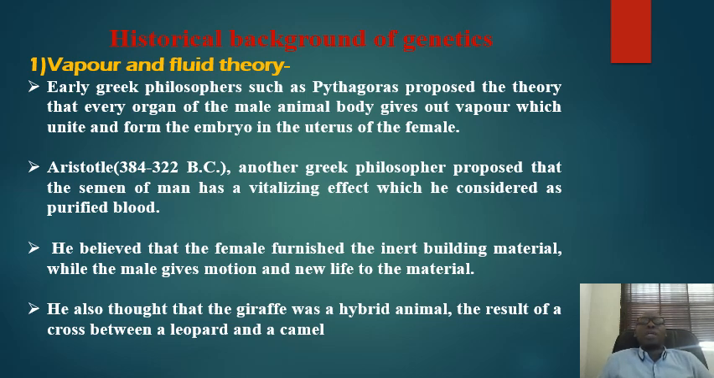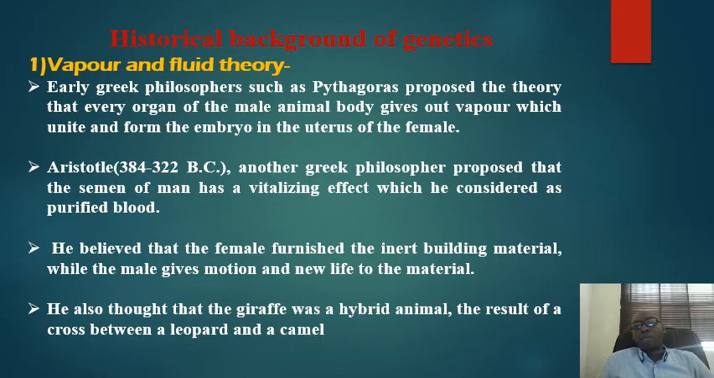Let's look at the historical background of genetics. Before the time of Gregor Mendel, there were several hypotheses that were brought about by various individuals, scientists, philosophers, who tried to explain inheritance. There are basically 5 of them. The first is the vapor and fluid theory by early Greek philosophers such as Pythagoras and Aristotle.